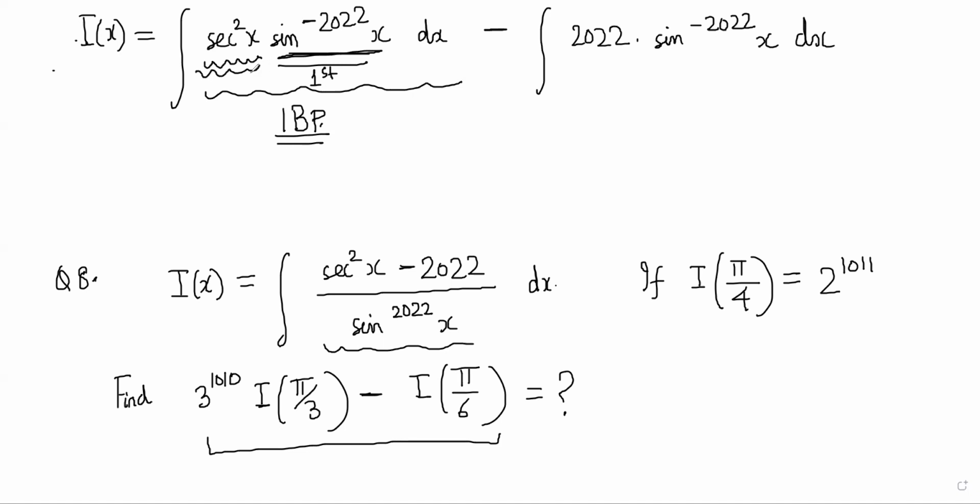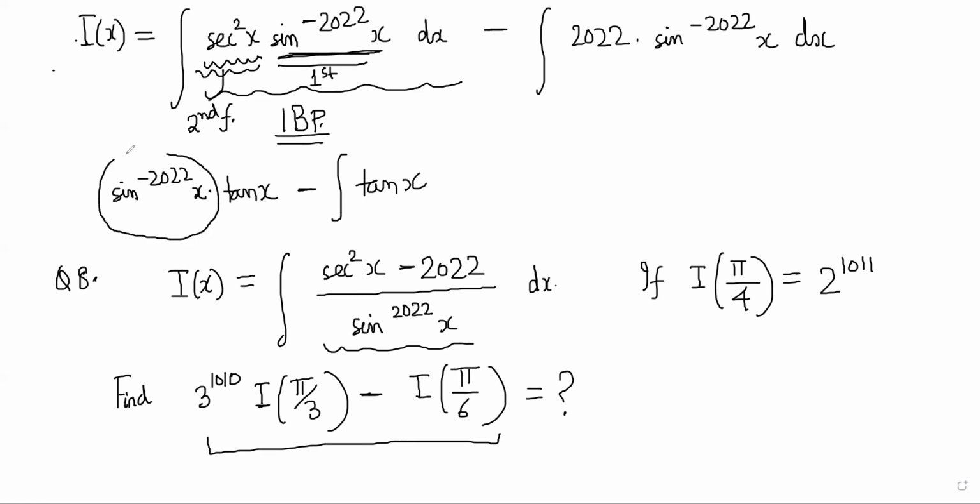Yes, sir. It will be tan x. Whatever is easy to integrate, you have to take that as the second function, right? So I will take this as the first function. So it will become sine power minus 2022 x. Integral of sec square x is simply tan x, right? Then you have to do minus integral of tan x times the derivative of the first function, right? Yes, sir. Derivative of that will be minus 2022 sine to the power minus 2022 minus 1, so minus 2023 x, and then cos x, right? Correct? Yes, sir.